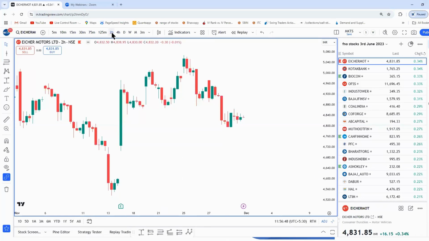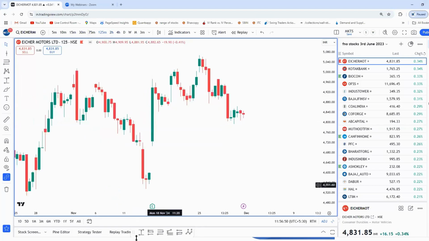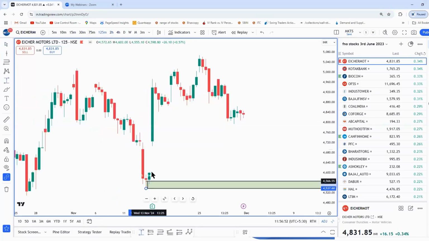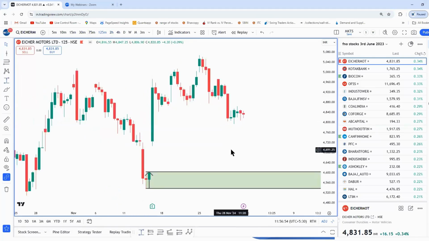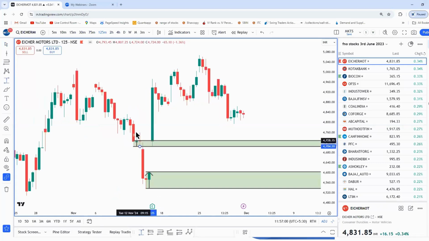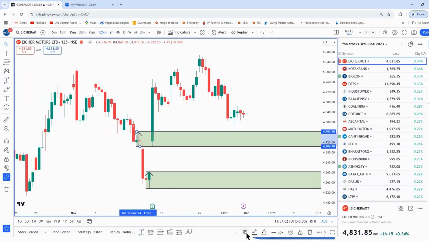Yeah, so is this clear? So let us go back to 125 minutes, identify this level. I've marked it. So before that, there was a DBD. Yes, Tushar, there was a DBD. If you have gone short here, what has happened? Drop base drop. If you have gone short, it's an SL hit. You are stopped out.